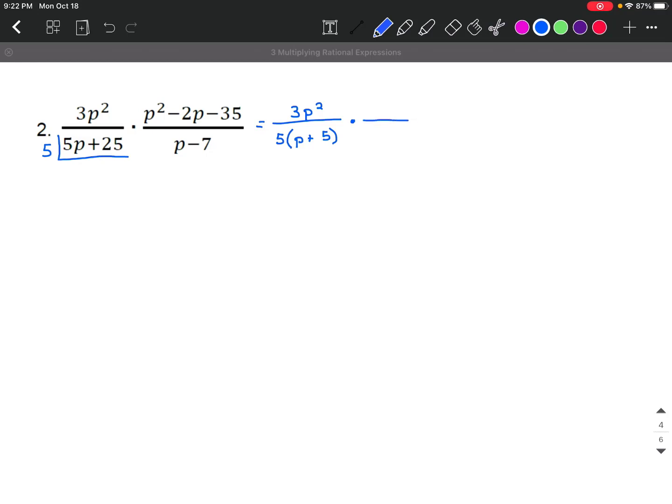Now the bottom of this one isn't going to get any simpler. P minus 7, that's as simple as it's going to get. But the top is a trinomial, and we're going to have a p in the front and a p in the front. And we need to multiply to a negative 35, which means the signs are different, and the bigger one's going to be negative. So a small positive and a big negative. And let's think about our factors and their sums.